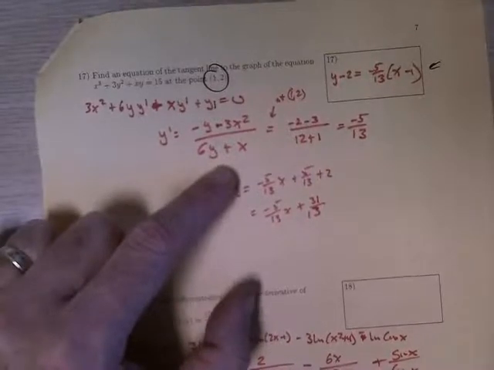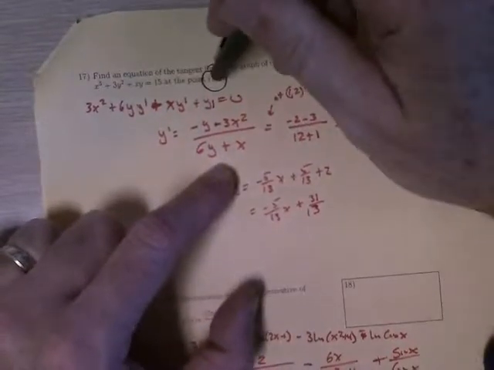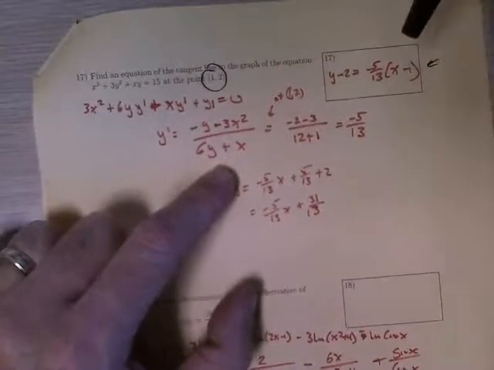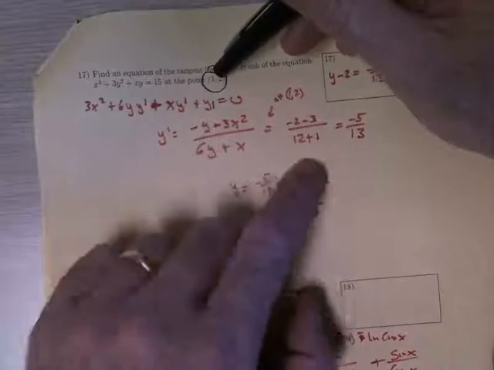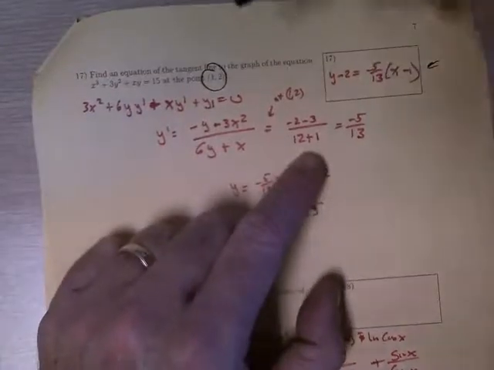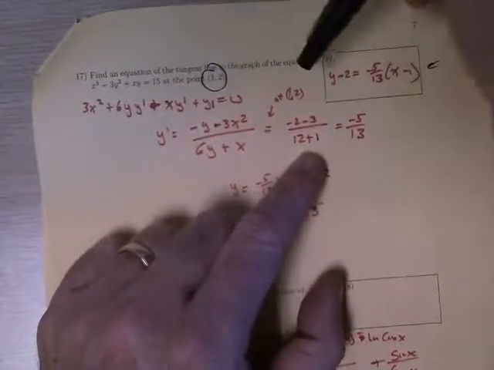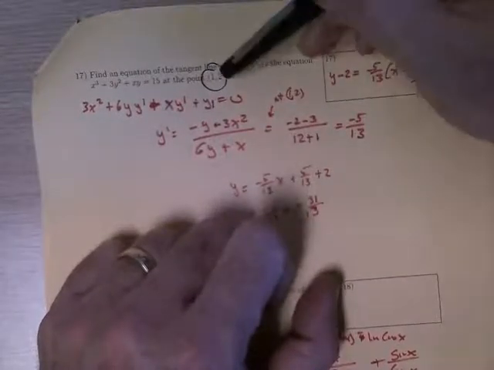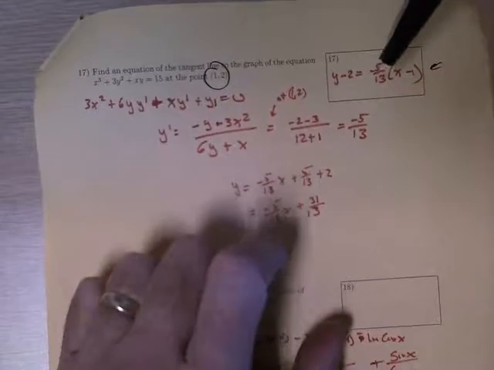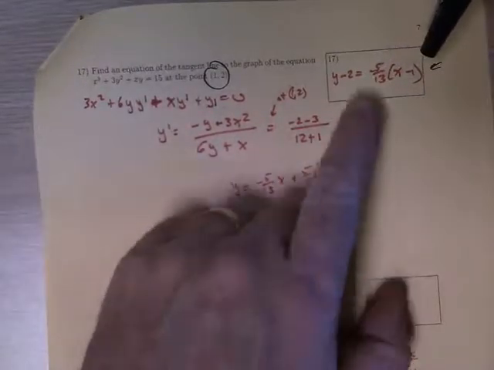But I don't want the slope at any point on the curve. I want the slope at this point on the curve. And so here's a mistake that some people made: they correctly did this, but then they didn't plug the point in to figure out what the slope is at that point. So if I plug in x equals 1 and y equals 2, I end up with negative 5/13 as the slope at that point. So the line, the tangent line then, looks like this.